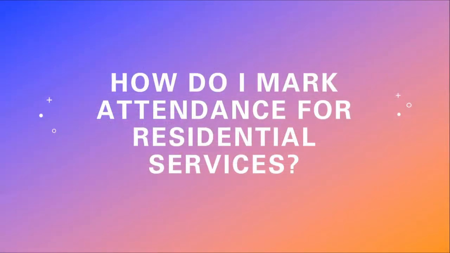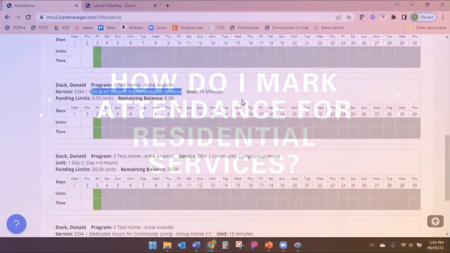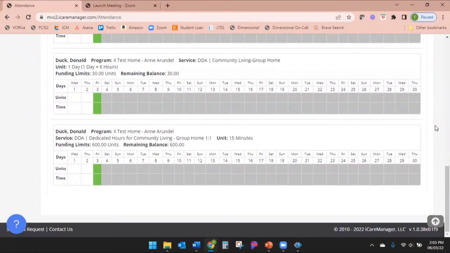How do I mark attendance for residential services? The next two that I'm going to show you are probably the more common ones that you're going to see for someone in residential services. And this is the community living group home calendar and the dedicated hours for community living group home one-on-one.